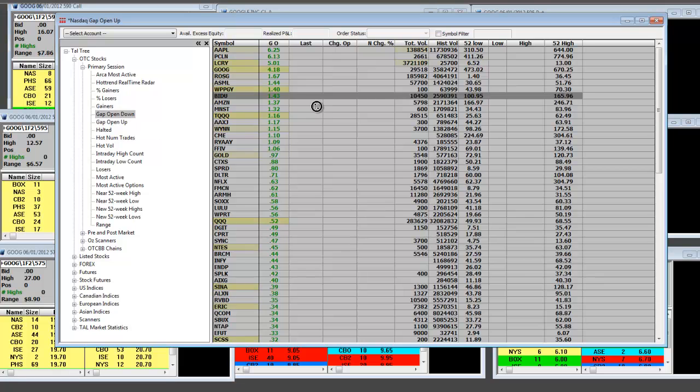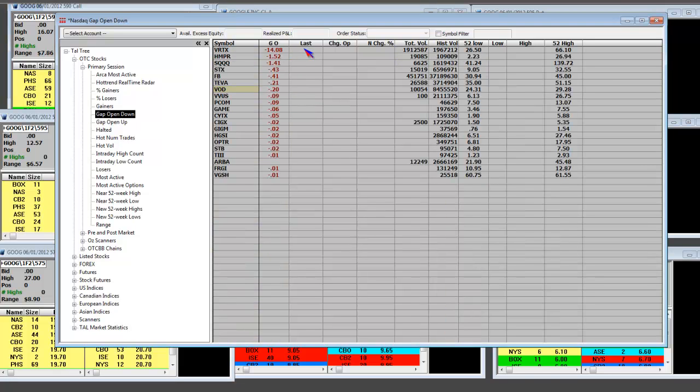Your gap open down list on the NASDAQ composite: you've got Vertex, VRTX. We've been buying it in pre-market. There's news on it. Look at the bear. It's gapping down at $1.41. So you've got the bear gapping down and the bull gapping up. That's in that range.